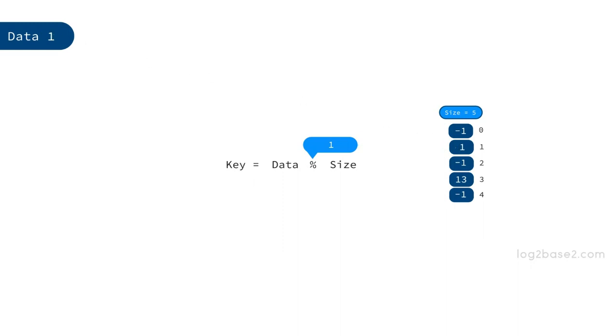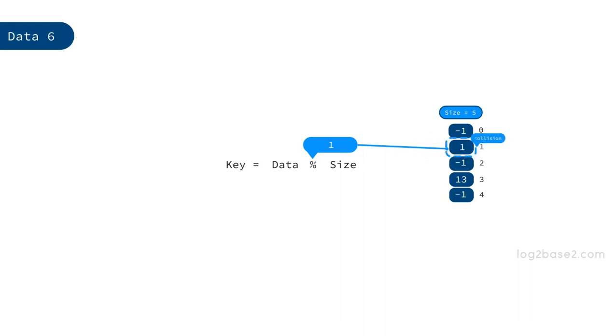So insert it there. Now let us insert another data, 6. Applying it in this equation, we get 6 mod 5 equal to 1. That is, we have to insert 6 at index 1, and index 1 is holding the value 1 and not -1, which means it is already occupied.